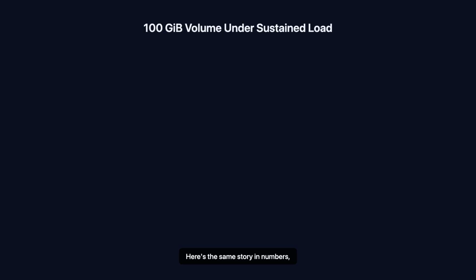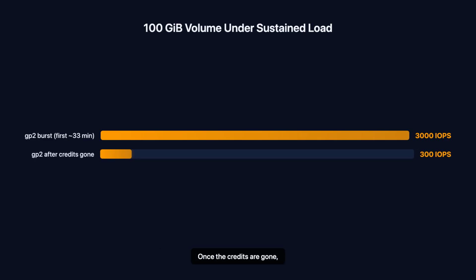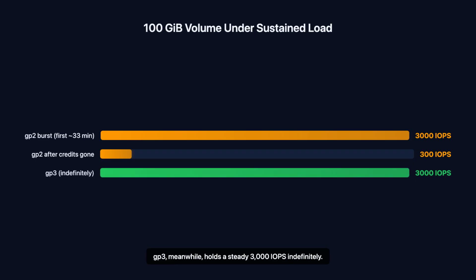Here's the same story in numbers for that 100 gigabyte volume under sustained load. In the first 30-something minutes, GP2 bursts along at 3,000 IOPS. Looks great. Once the credits are gone, it drops to 300 IOPS, a tenth of what you were seeing. GP3, meanwhile, holds a steady 3,000 IOPS indefinitely. Same workload, no cliff. That gap is the whole reason Amazon Web Services pushes GP3 as the default now.